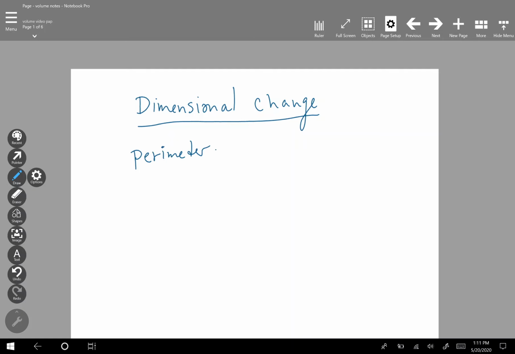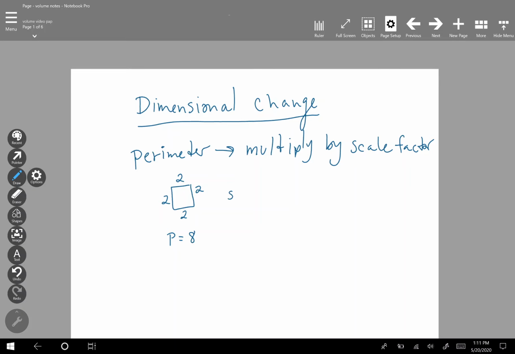All you do is just multiply by the scale factor. Okay? Perimeter just changes with however much the scale factor is. So for example, I have a square right here and each side is 2. Okay? So my perimeter would be 2 plus 2 plus 2 plus 2, which is 8, right?